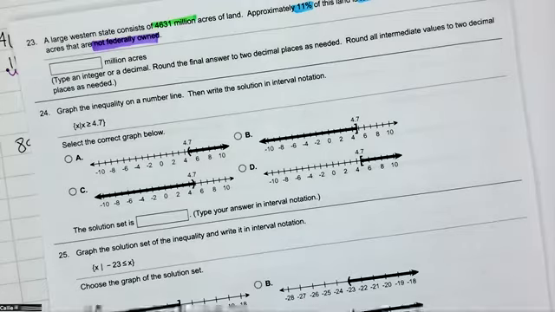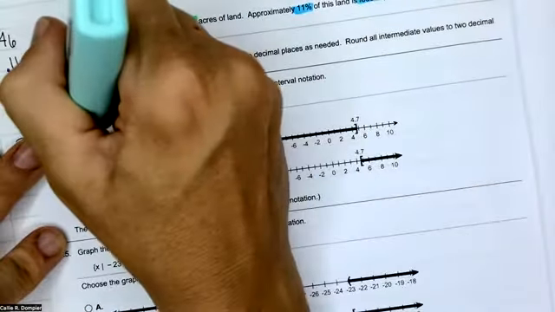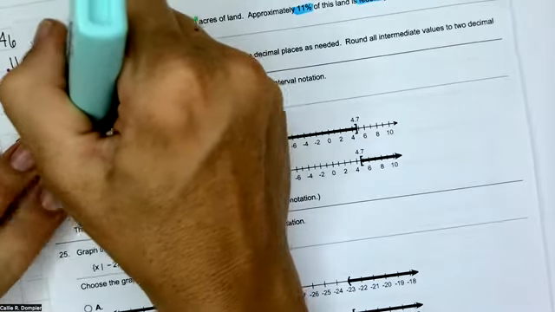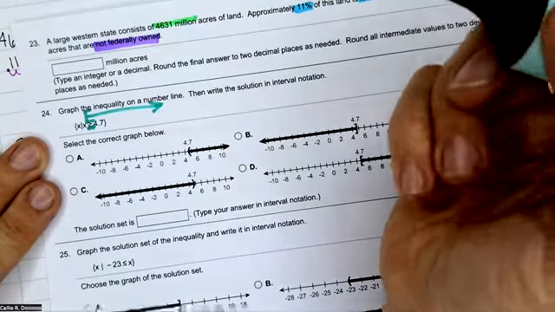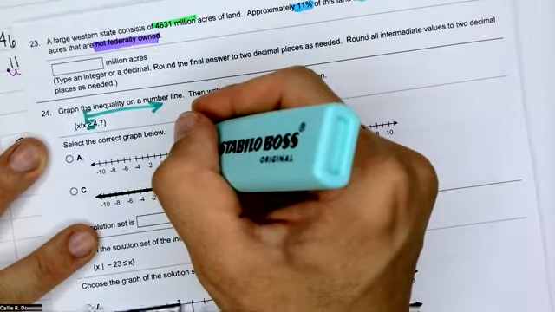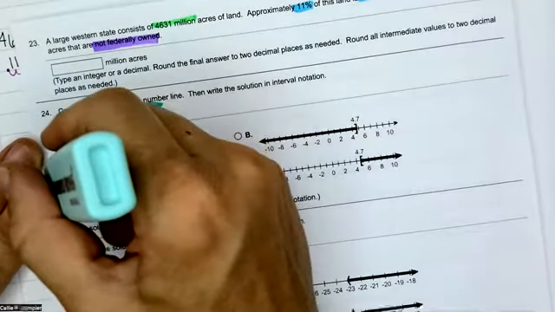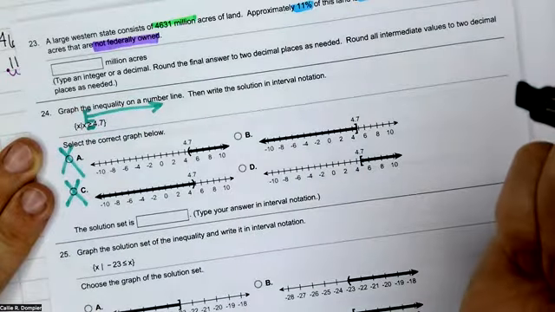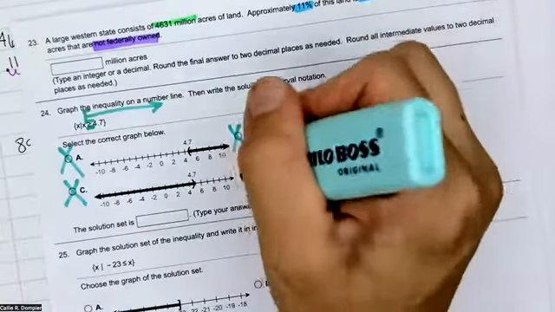24 asks you to graph the inequality on a number line and write it in interval notation. So x such that x is greater than or equal to 4.7. That equal to means it's going to be a bracket, right? And greater than means it's going to the positive direction, or going to the right, going towards infinity, right? So it's not going to be a parentheses because of that equal sign. It's not a negative, it's a greater than. It's not going to be going to the left. It's going to be a bracket, right?